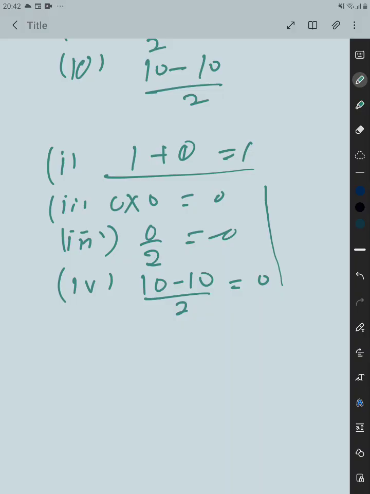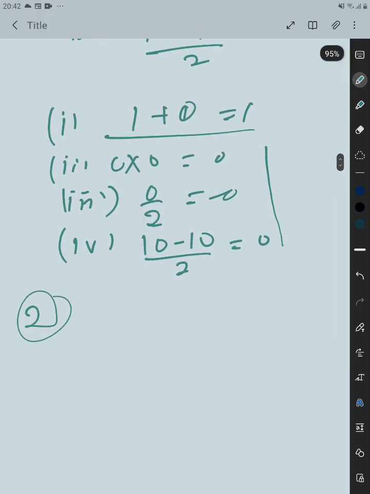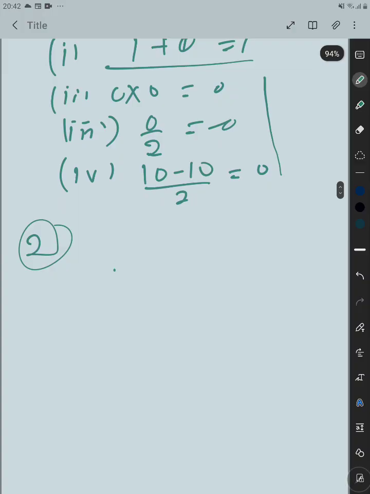So this is the solution of the question. Now we'll take another question, question number 2. If the product of two numbers is 0, can we say that one or both of them will be 0? Justify. What it is trying to say is that if the product of two whole numbers, suppose a and b, is equal to 0, then can we say that one or both of them will be 0? So this is perfect, that either one or both will be 0.